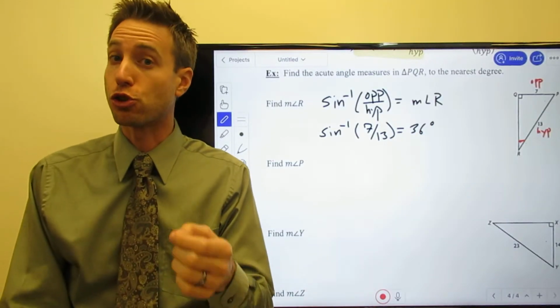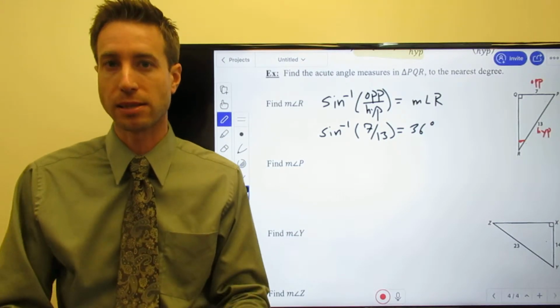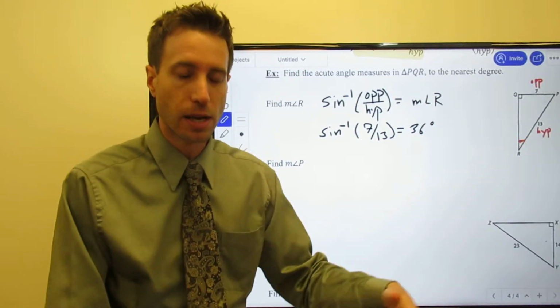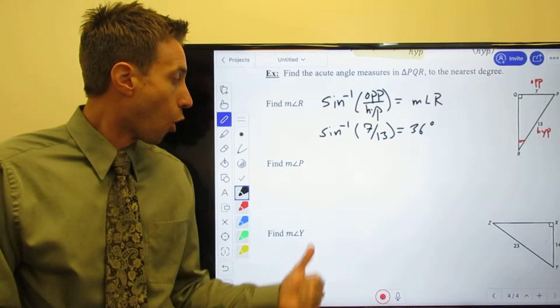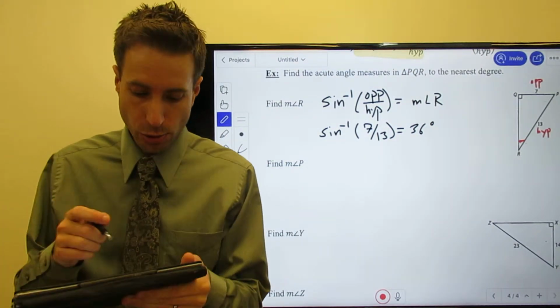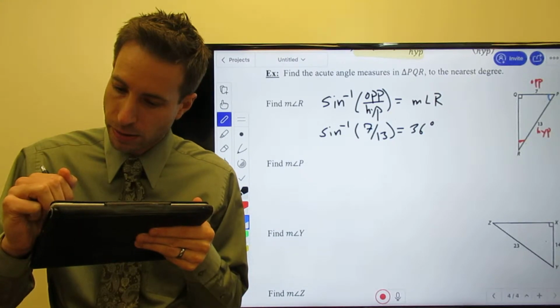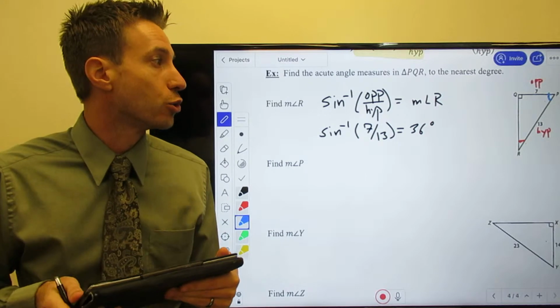You could do the triangle sum theorem, which says that all 3 angles must sum to 180 degrees. So 90 plus 36. Subtract it from 180 and you'll get angle P. You could do that. Or just do the inverse trig function. Here's angle P right there. Angle P. Well, if that's angle P, what do I know?